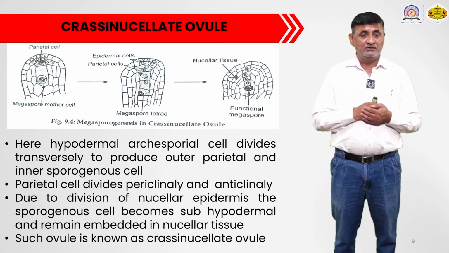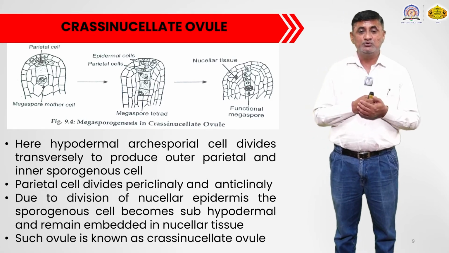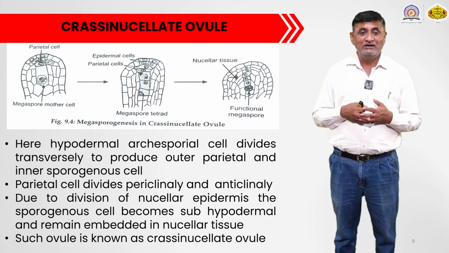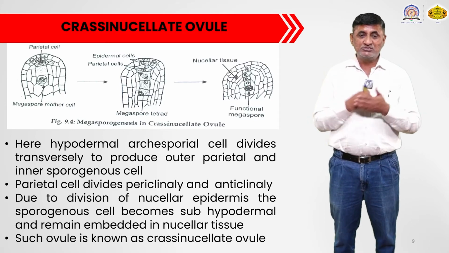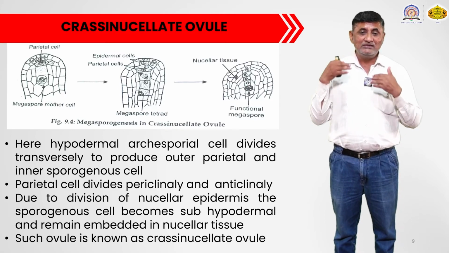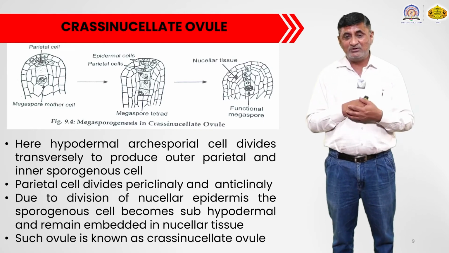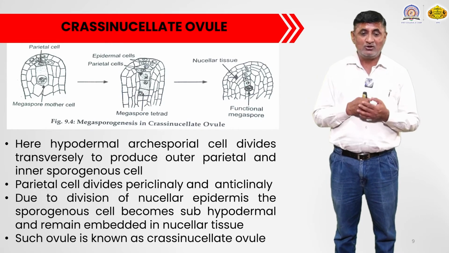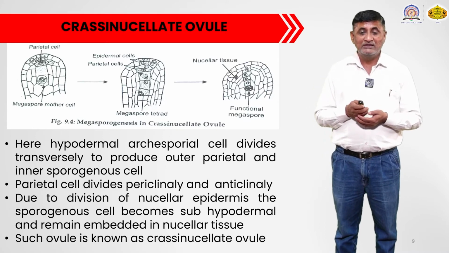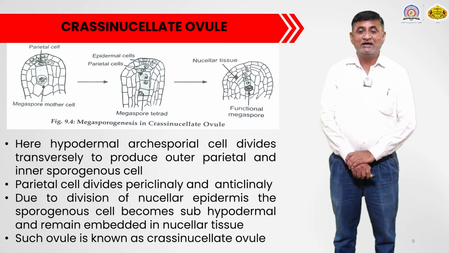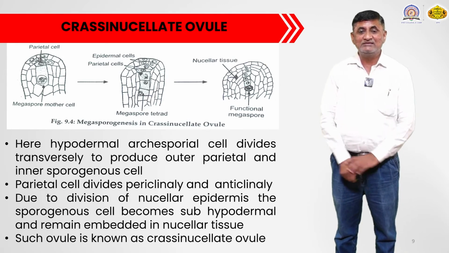Means here the sporogenous tissue is not hypodermal in position, but here, because of the several divisions of the archesporial cell, the sporogenous tissue goes into a subhypodermal position, and that subhypodermal sporogenous tissue later on produces the megaspores. Such kind of development of ovule can be called a crassinucellate kind of ovule.